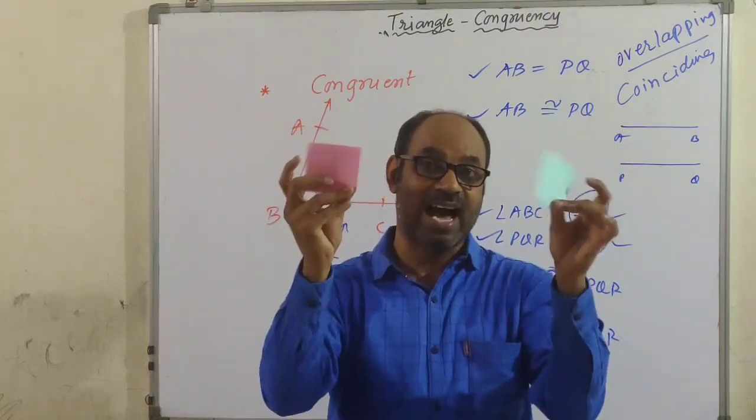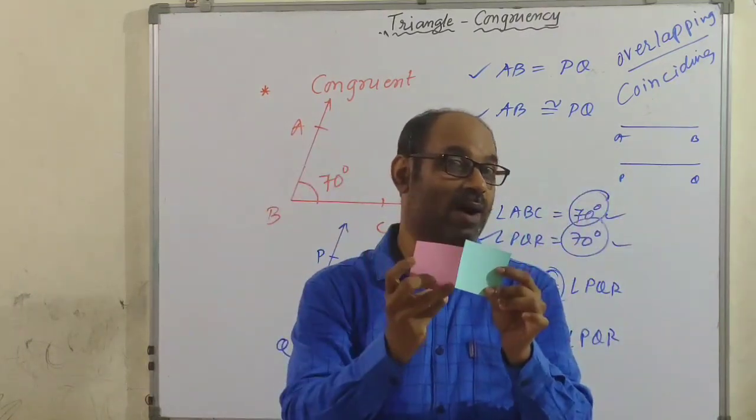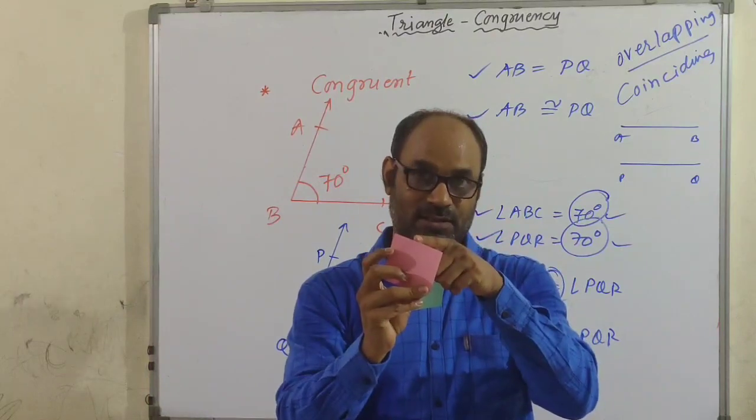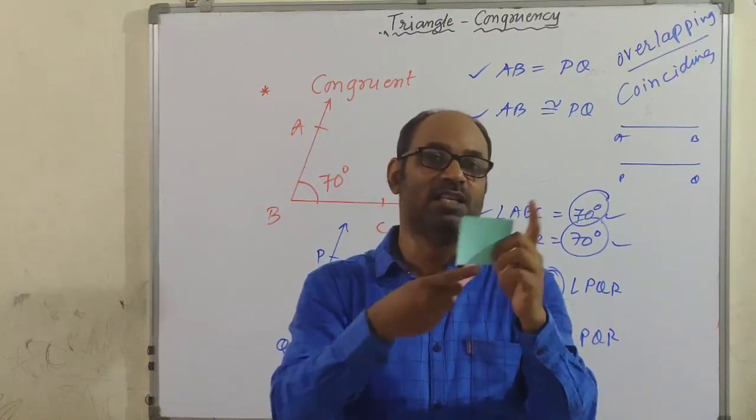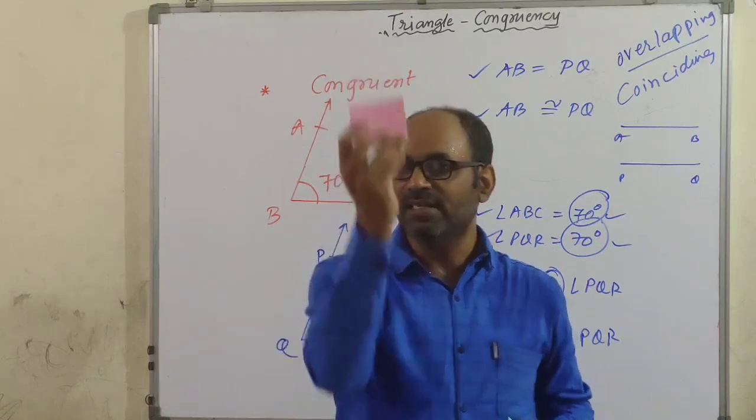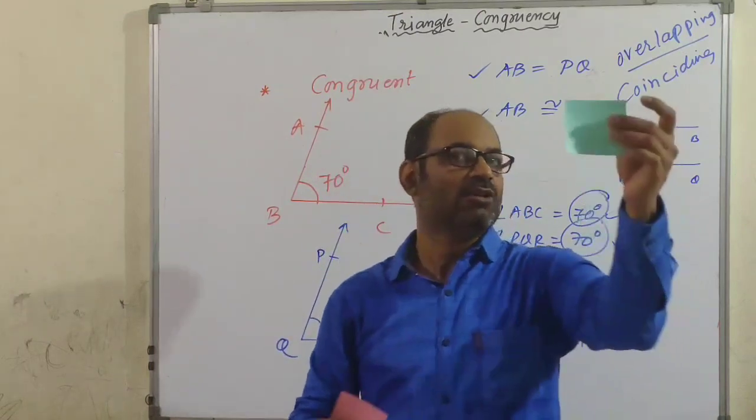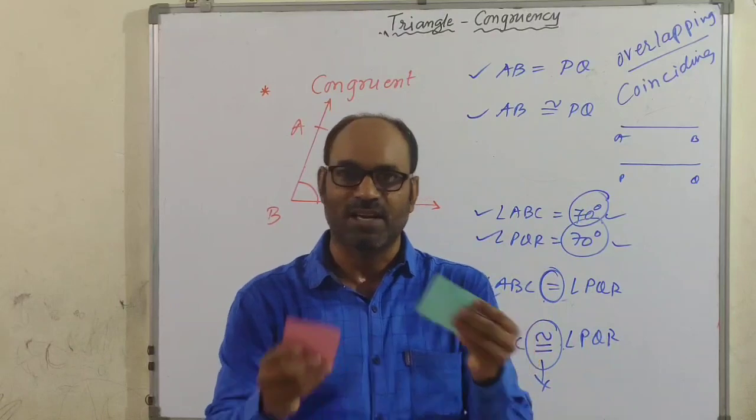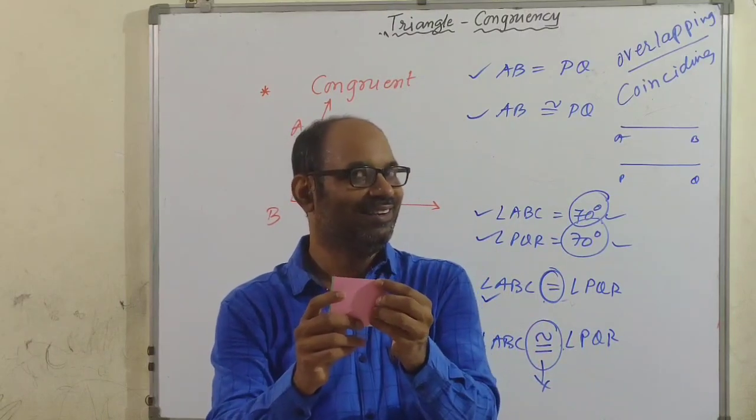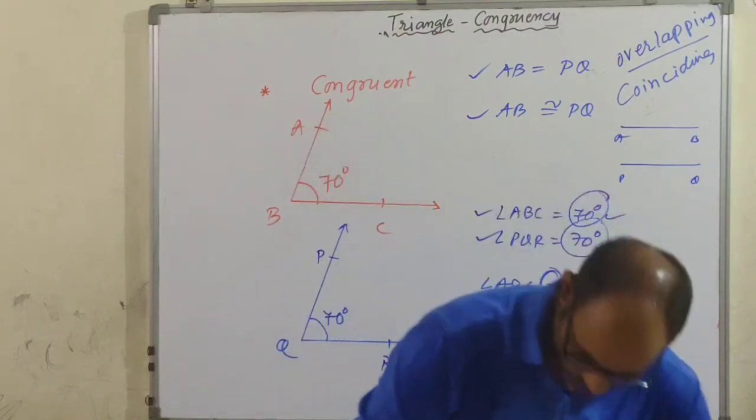These two squares are congruent because they have equal measure. This is 10 centimeters, then all these four sides are 10 centimeters. इसके चारों साइड 10 सेंटीमीटर each है, तो इसके भी चारों साइड 10 सेंटीमीटर each है. Then they will coincide. Okay?